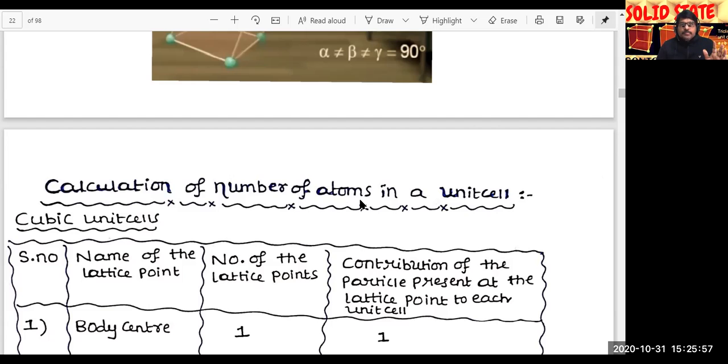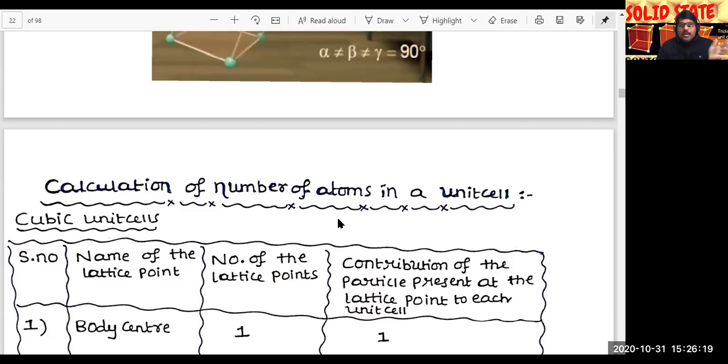That is clear. Cubic crystal systems are only three: simple cube, body-centered cube, face-centered cube. But the most important calculation we have to do, what exactly we are trying to do, is effectively how many atoms are present in a cubic unit cell. So what does it mean? Effectively, what does it mean?